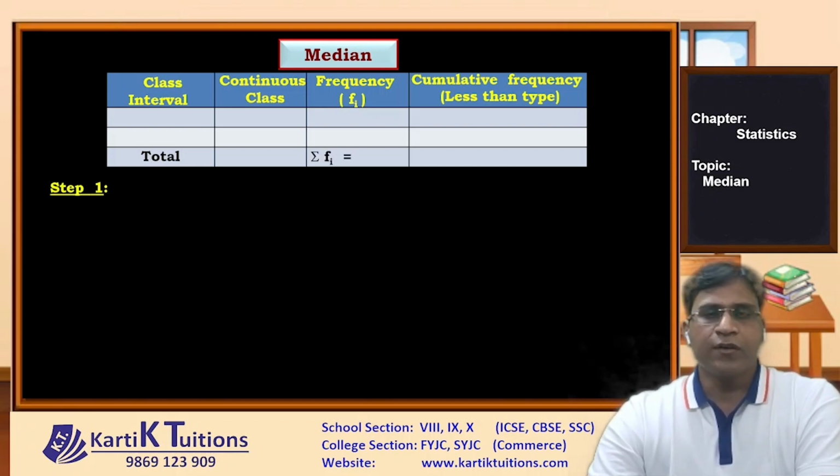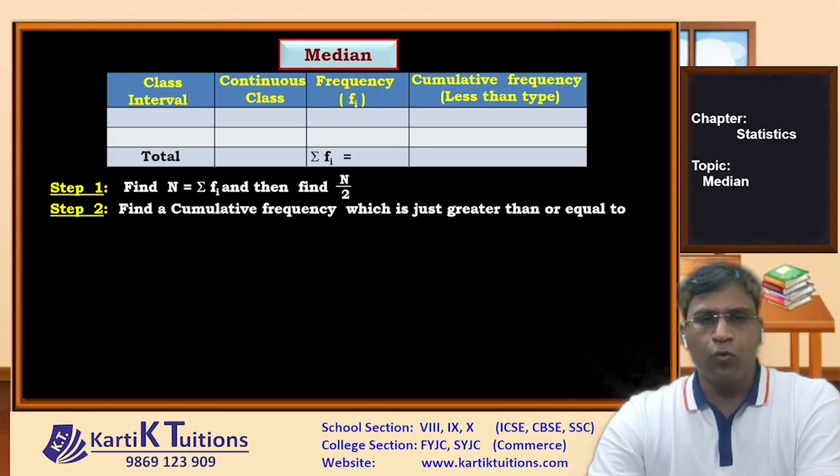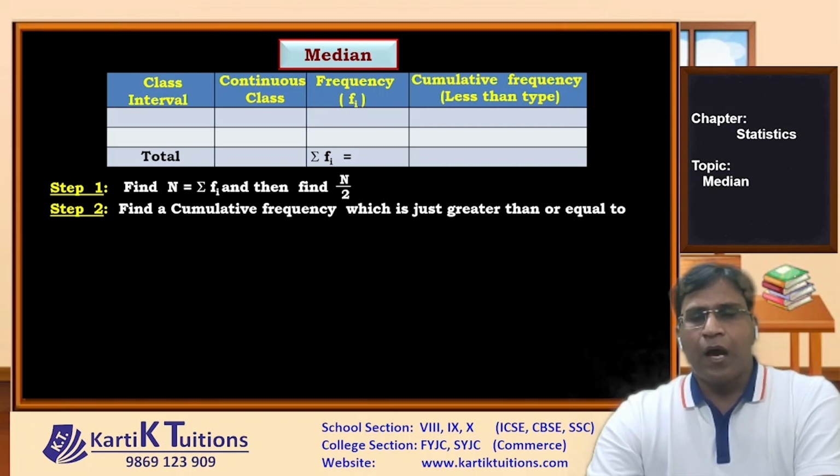Then first we need to find the value of n and then n upon 2. Sir, why do we need n upon 2? Now see, we have to find the median class. You may find the steps difficult, but it's very easy. To find the median class, we divide the total frequency by 2, then we check the cumulative frequency column. The cumulative frequency either has to be just greater than n upon 2 or it has to be equal to n upon 2.